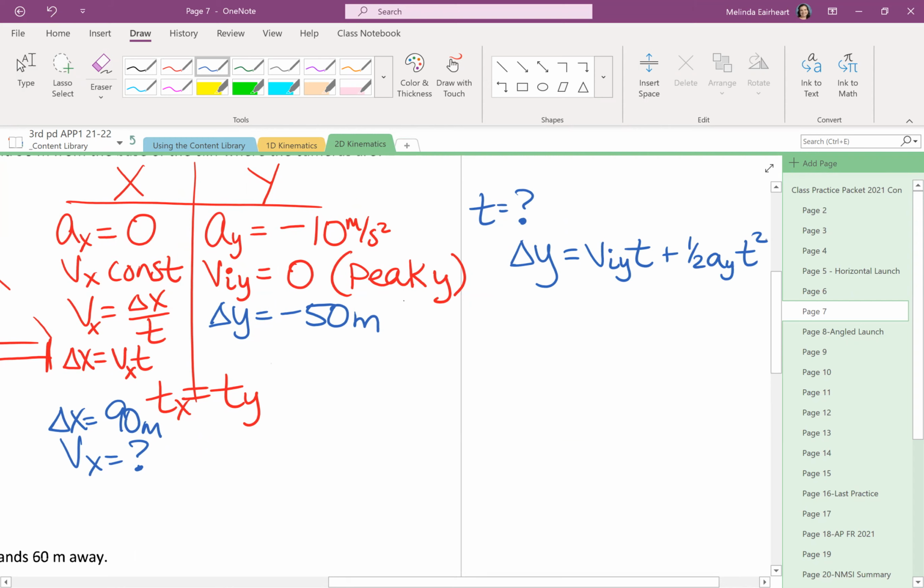And the split second we come off, our initial vertical velocity is 0. And so -50 equals 1/2 of -10 times t squared. Half of -10 is -5. -50 divided by -5, what do we get? T squared equals +10. Square root it, it's a bit more than 3. Someone get me my decimal.